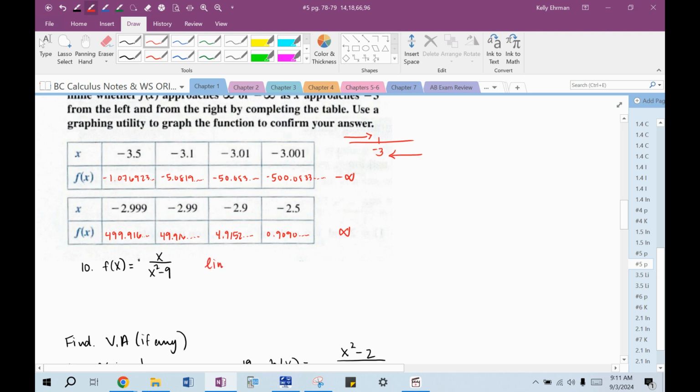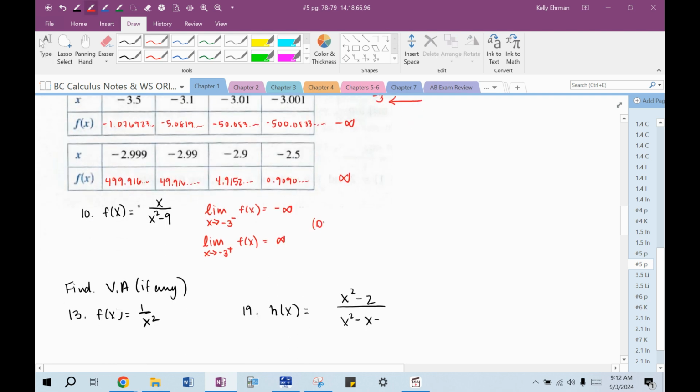So the limit as x approaches negative 3 from the left of f of x is equal to negative infinity. And the limit as x approaches negative 3 from the right of f of x, that's the bottom row, is equal to positive infinity. And again, both of those limits do not exist. We're just saying more specifically which direction they are unbounded.